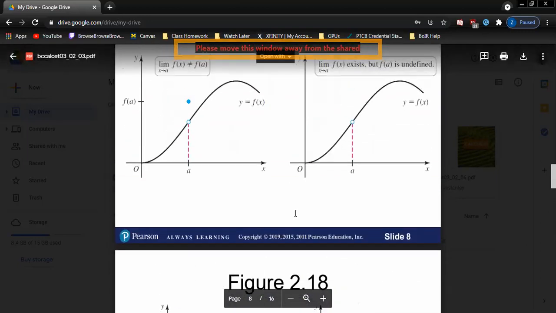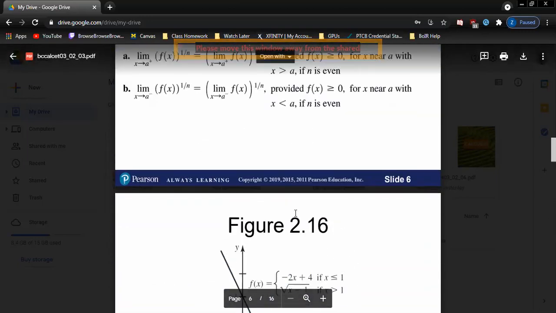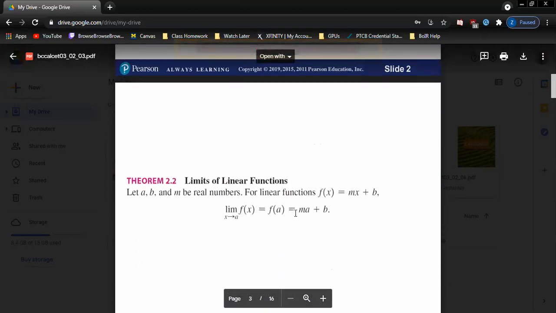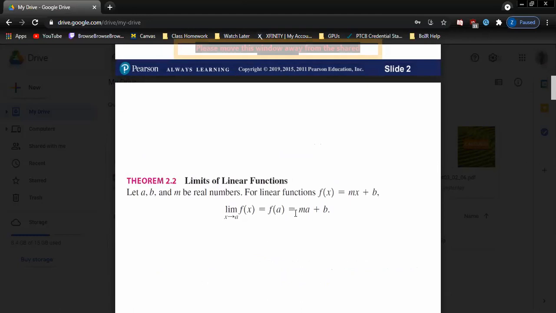Oh, they haven't added any example of it. So let me do it for you. If I say f of x equals 2x plus 1, the first question is, is it linear? Do you think it is a linear function? Yes. If the function is 2x plus 1, that means it's a linear function.